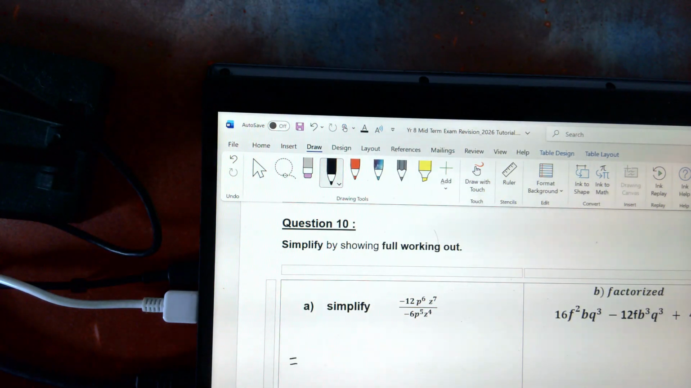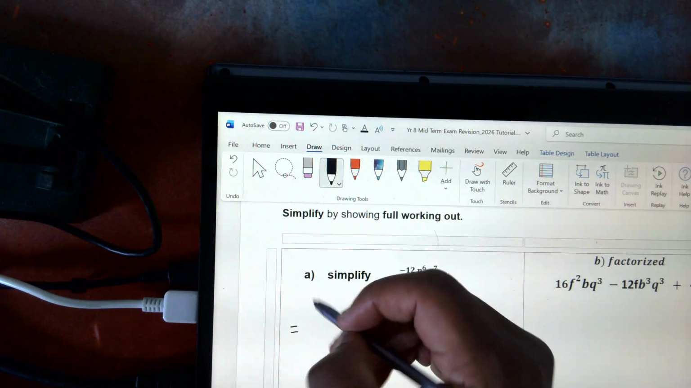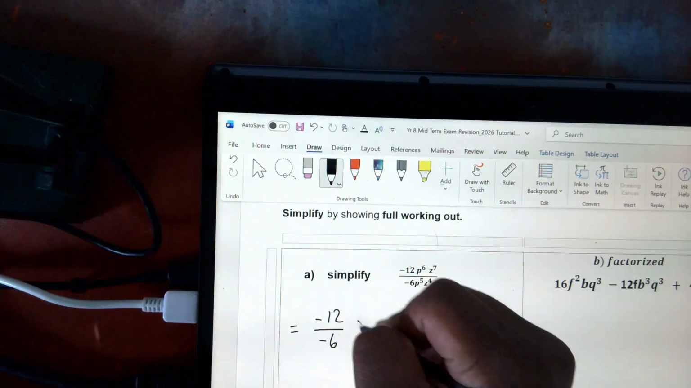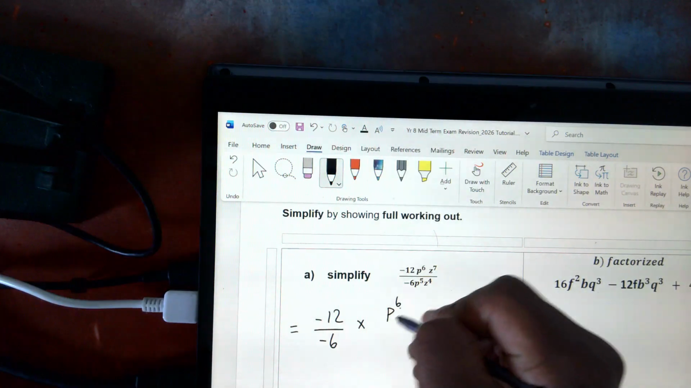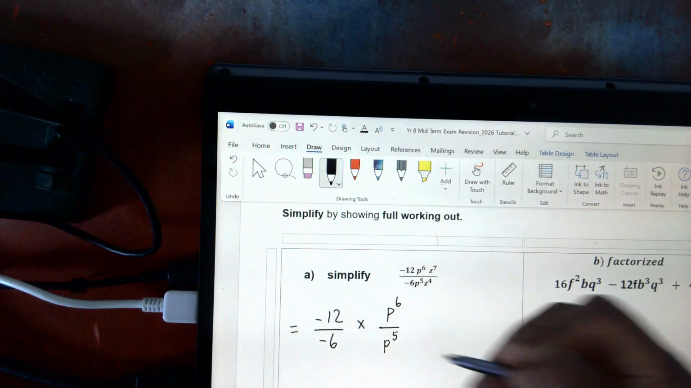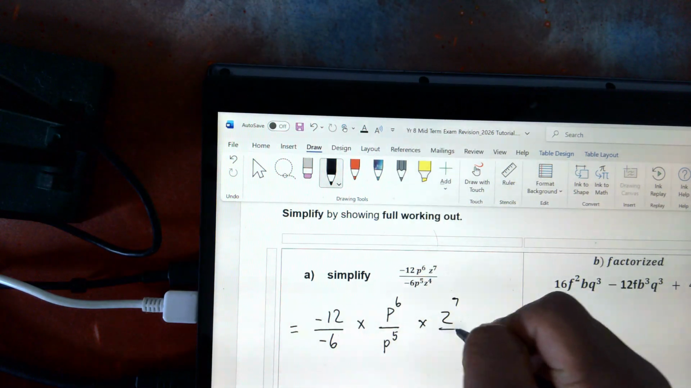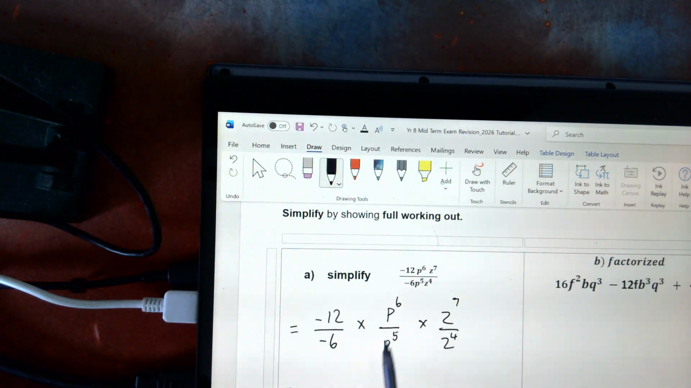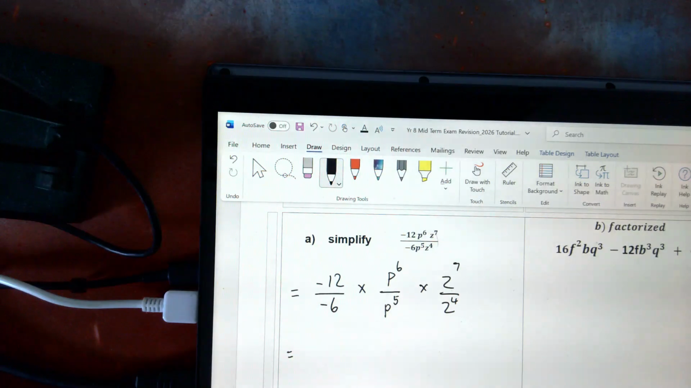First thing I do notice is that I'm dividing an algebraic expression. So I'm going to divide my 2 constants together, negative 12 and negative 6, multiplied by my 2 like variables, so P6 and P5, multiplied by Z7 over Z4. We're dividing the variables, but we're putting a multiply between each term. So let's go ahead and simplify that.